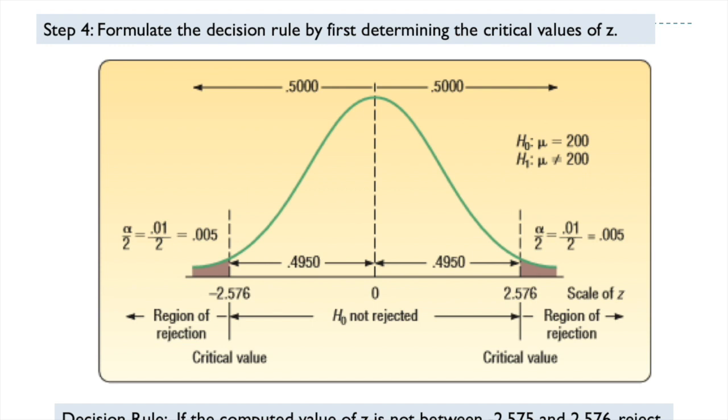So to formulate our decision rule, we have to determine that critical value of z. Now, since this is a two-tailed test and our level of significance is 0.01, then we're going to divide that in half. And so we'll have 0.005 and 0.005 in the right-sided tail and the left-sided tail. And so those regions here on the two ends, those are our regions of rejection.